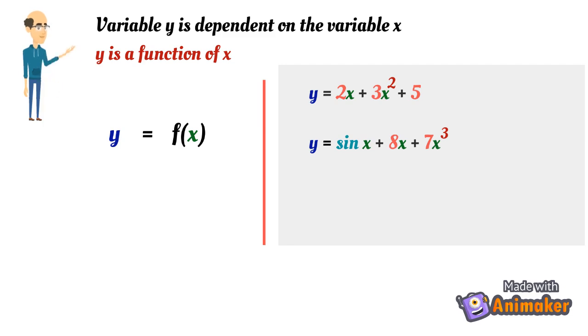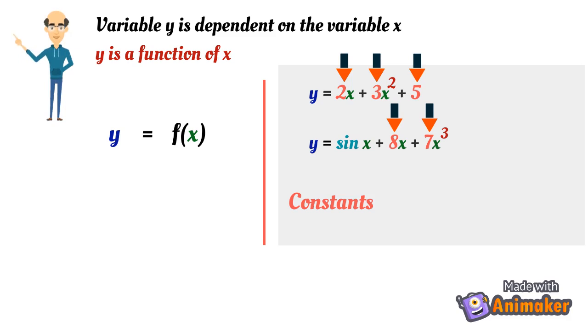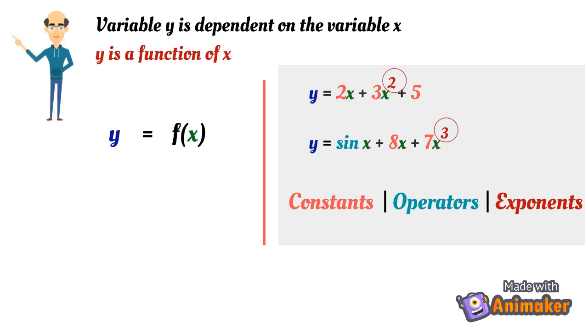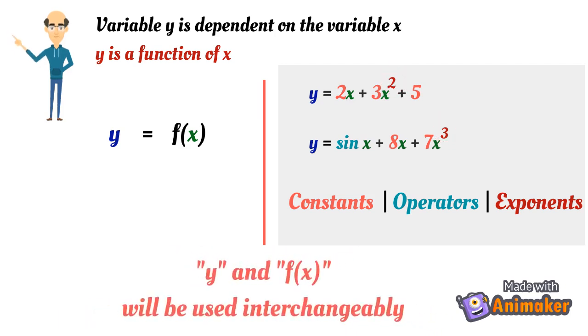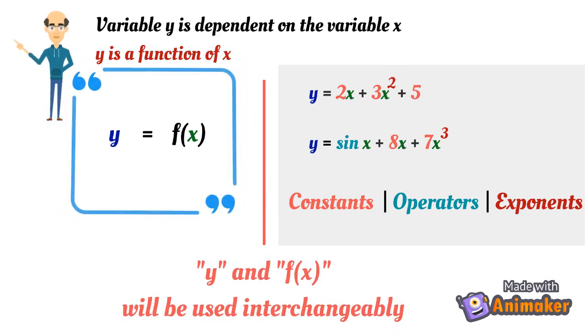Please note that there are only two variables here, y and x. The rest are constant numbers like 2, 3, 5, 8 and 7, which are all constants in these equations, or operators like sine or exponents of x like 2 for square and 3 for cube. Please note that we will be using the terms y and f of x interchangeably in this session. That is, y is equal to f of x.